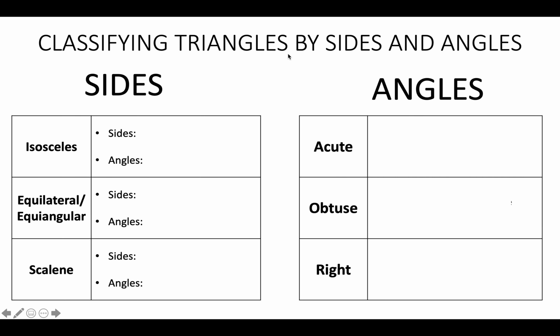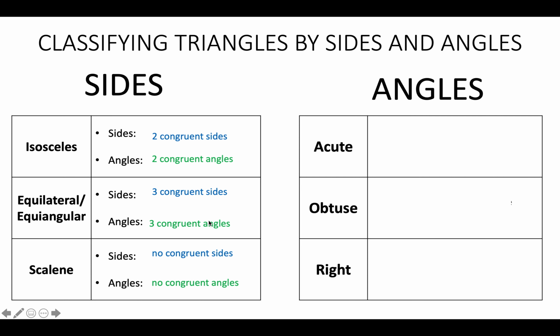So, classifying by sides, 3 different words: isosceles, equilateral, which is also called equiangular, and scalene. In isosceles, it has 2 congruent sides, 2 congruent angles. For equilateral, 3 congruent sides, 3 congruent angles. Scalene, no congruent sides, no congruent angles. Now by angles, so each triangle has at least two names.